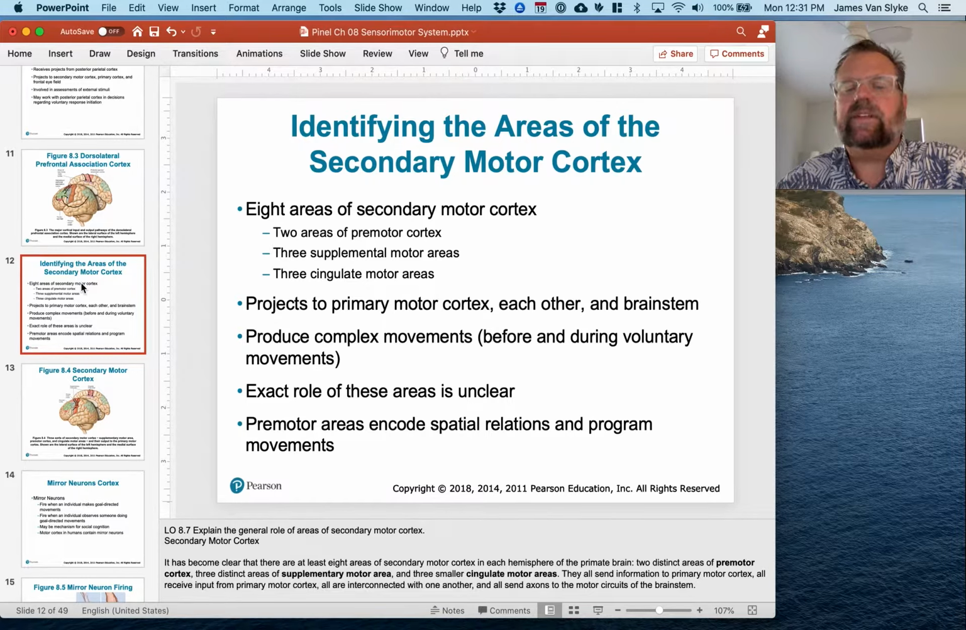The exact role of these areas is actually not fully clear. And this is one of the interesting things we always know about biological psychology: it's always learning. There's always something new to try to understand. So we're still trying to figure out exactly how all of these areas work. We do know that the premotor areas encode spatial relations and program different kinds of motor movements that are going to be ready for execution.